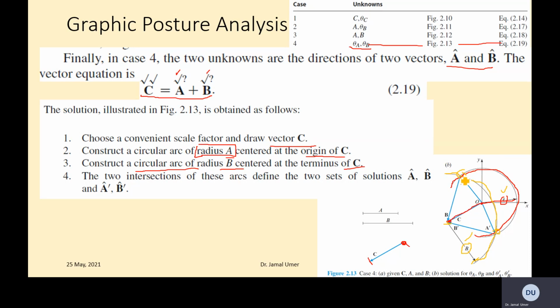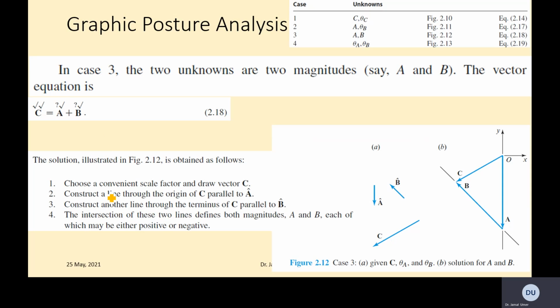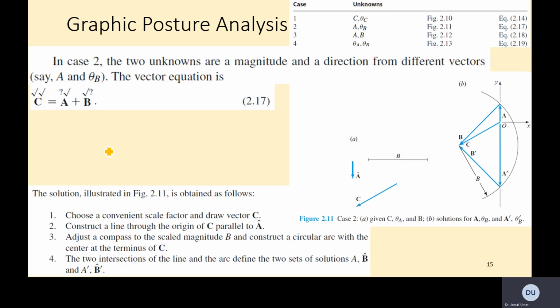If this is the first intersection, then this is C, and we know the magnitudes. For direction, if A is going upward, then B would be in this direction. If A is downward this way, then B would be down. So you see, if there are two unknown angles, we have two solutions for such a case. And if we have two magnitudes unknown, you straight away have just one solution. If one vector direction and one magnitude are unknown, then you also have two different solutions basically.